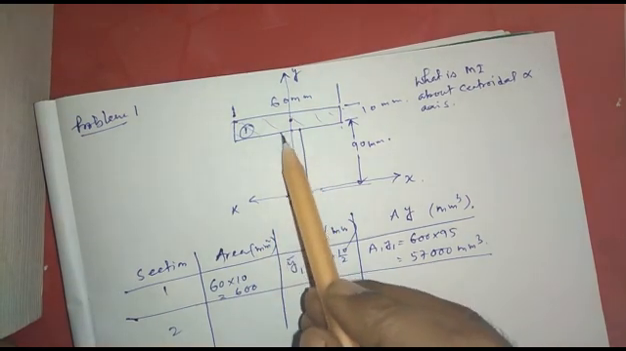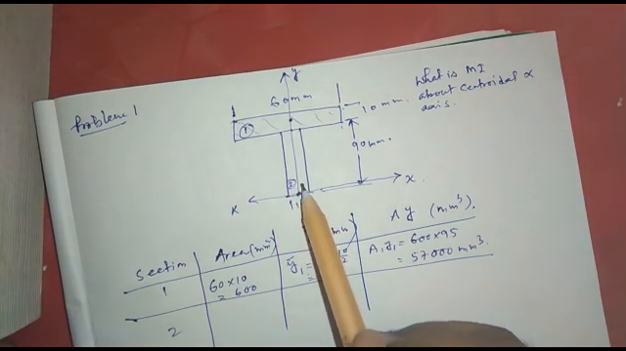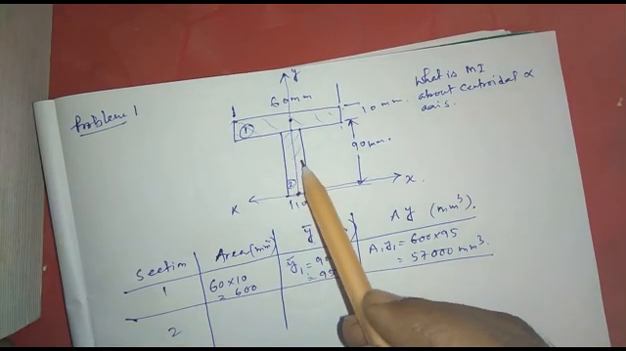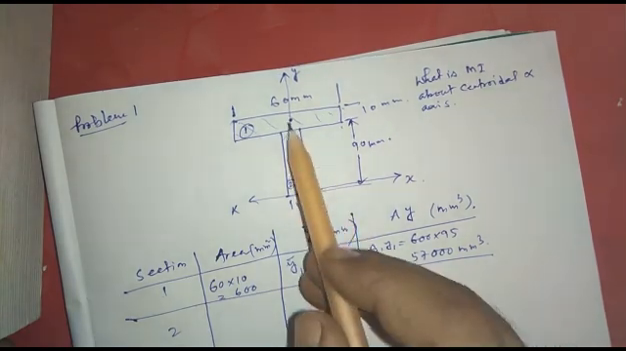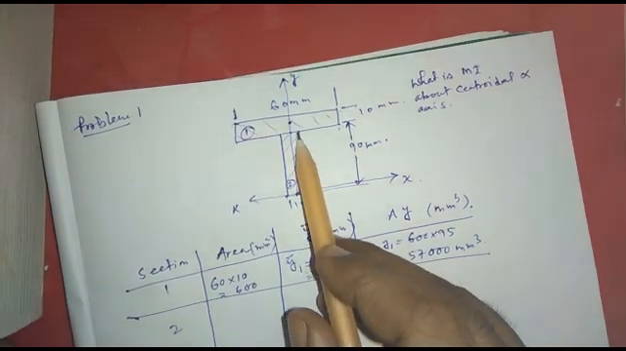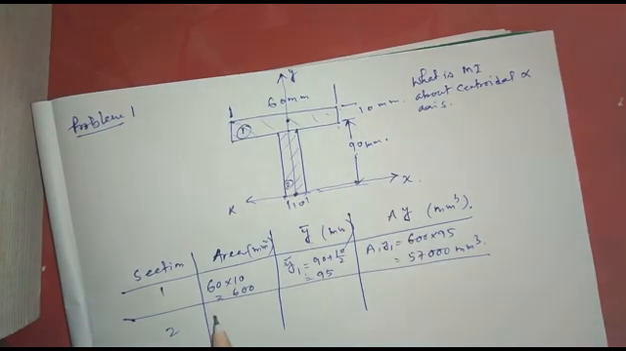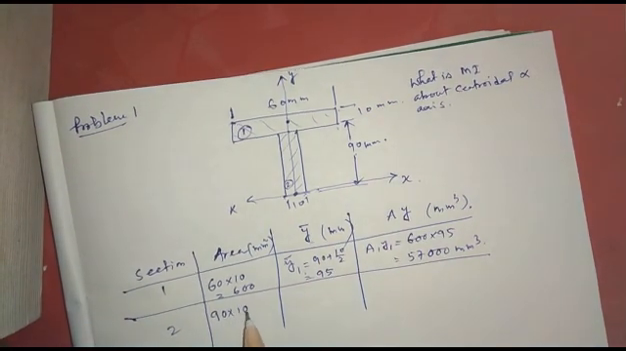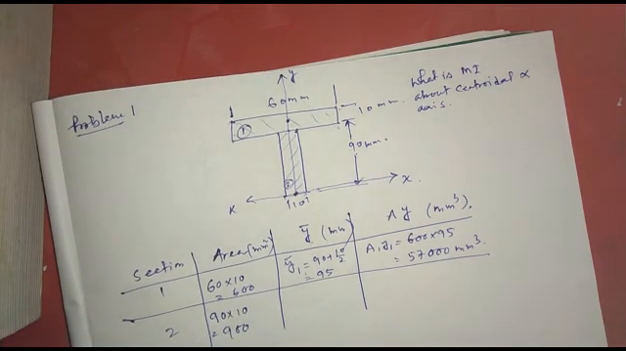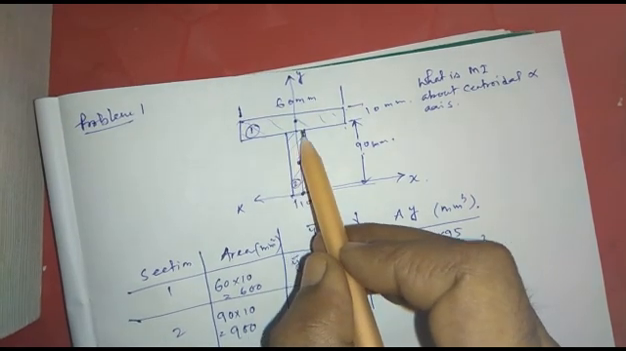Now the next part, the part 2, this section 2. The section 2 is this one. So this is 10 and this distance from here to here is 90. So 90 into 10, that is 900. Okay, and the centroid lies here at the middle of this rectangle.